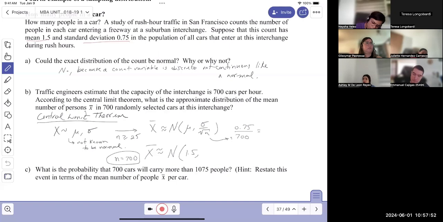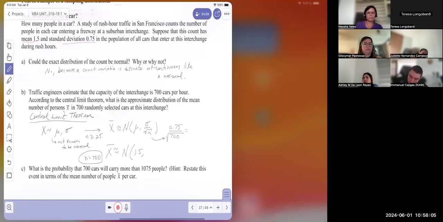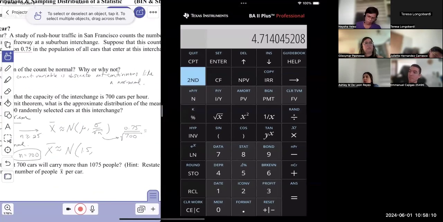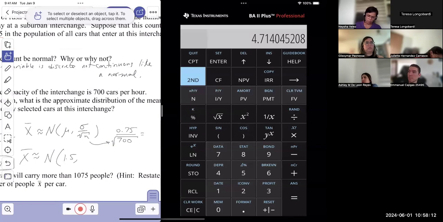Oh, I forgot the square root, right? Careful. Not good. 0.75 divided by 700, square root, equals. Okay, can you guys get me a number? I'll show you my calculation too, just in case you're having trouble with the calculator. 0.75 divided by 700, square root, equals. Very good. So just, yeah, keep 4 decimal places.